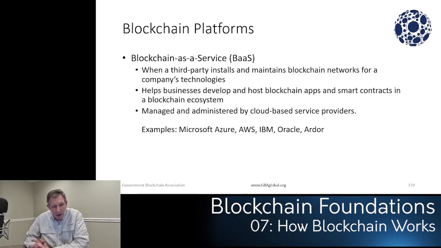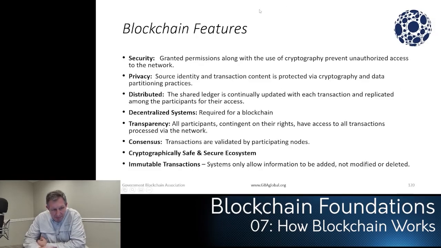There's also blockchain as a service. This is when a third party installs and maintains a blockchain network for companies' technologies. Think of this as a cloud, but for blockchain. It helps businesses develop and host blockchain apps and smart contracts in a blockchain ecosystem. It's typically managed and administered by cloud-based service providers. Microsoft Azure, AWS, IBM, Oracle, and Ardor are all examples of different blockchain as a service offerings.